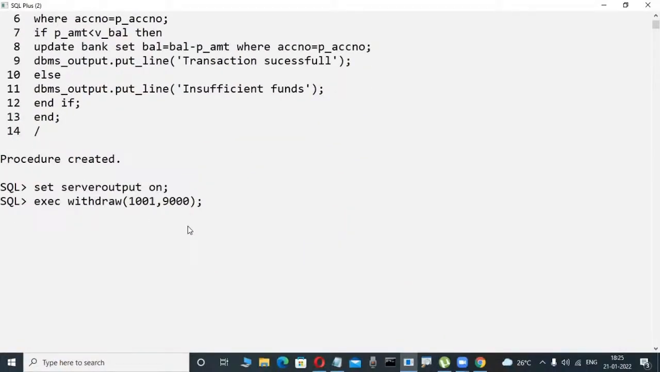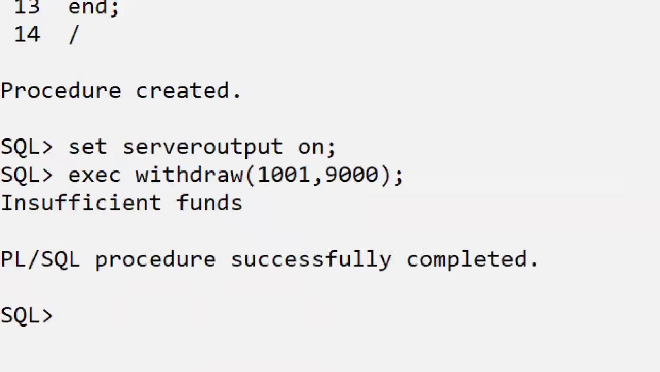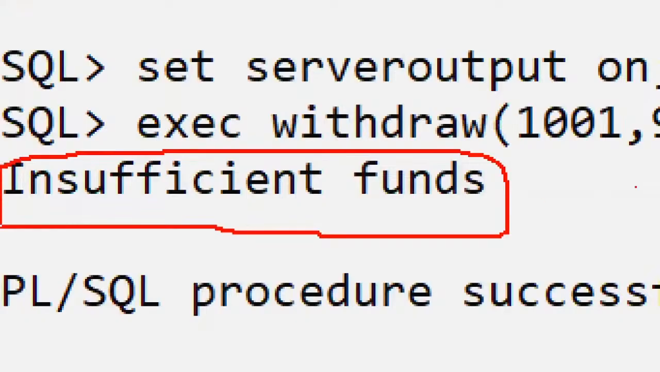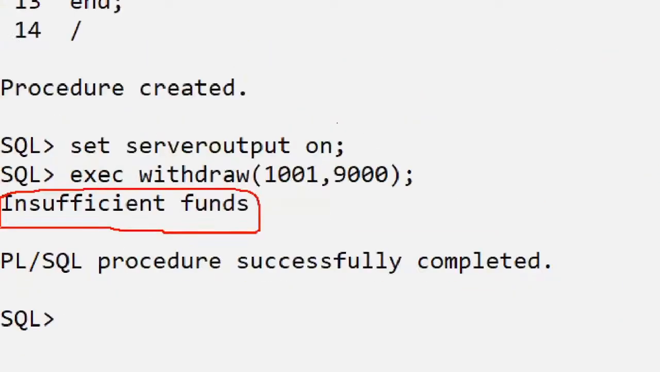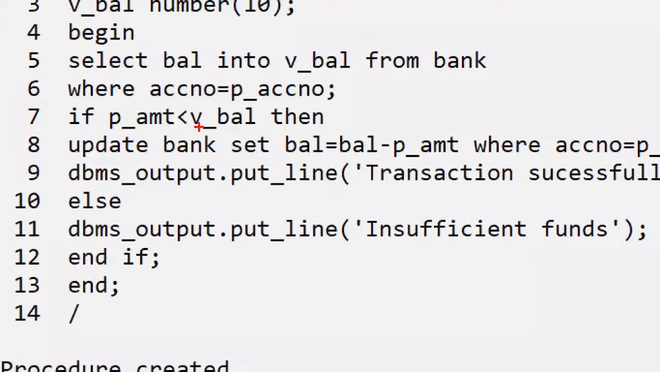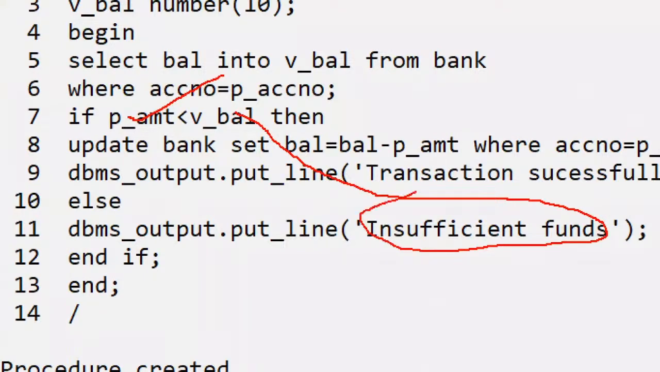Whenever I try to withdraw 9,000, is it possible? No. So now it will give a message: insufficient funds. It will display the message or not. How is it possible? This coding is executed, whatever I'm writing is executed. Your amount is more than the available balance, that's why insufficient funds only. It will display the message, yes.